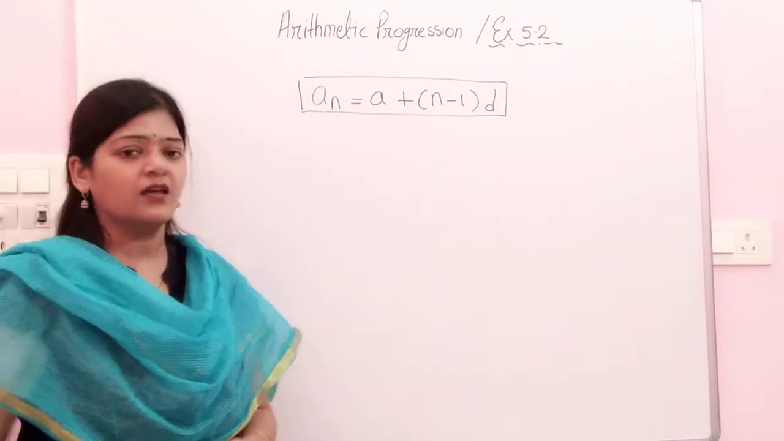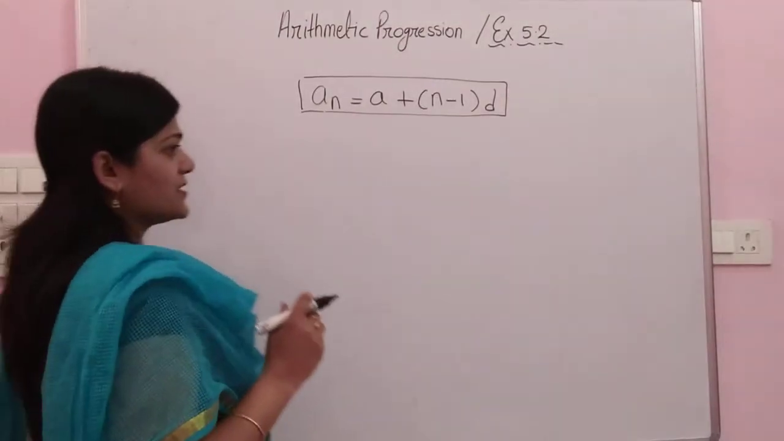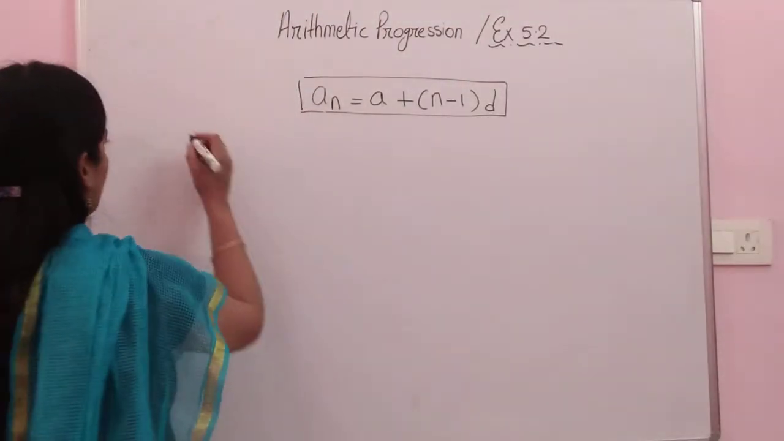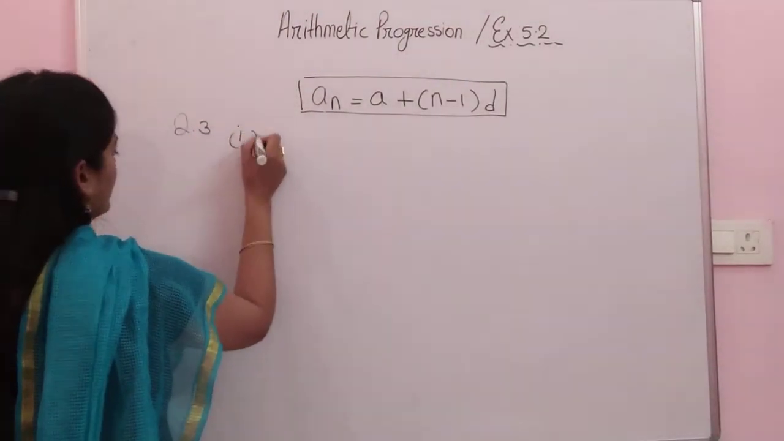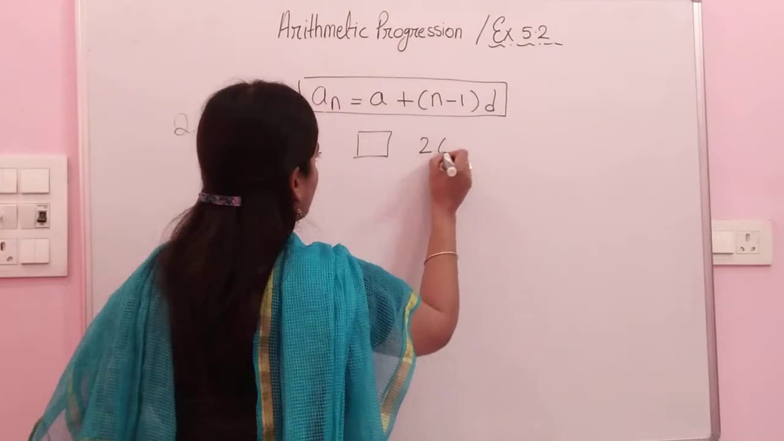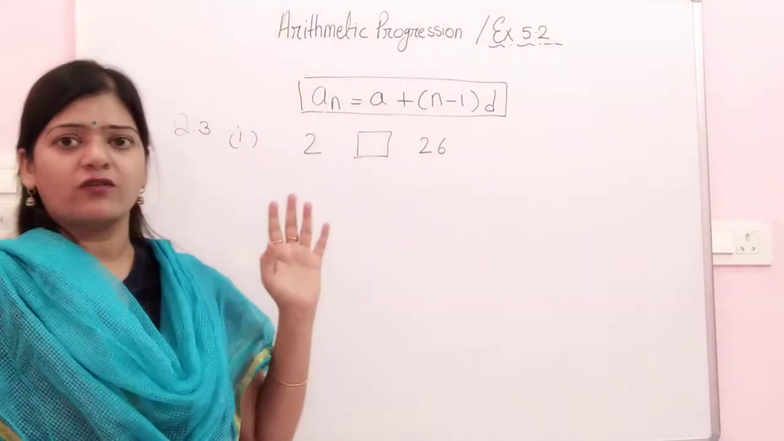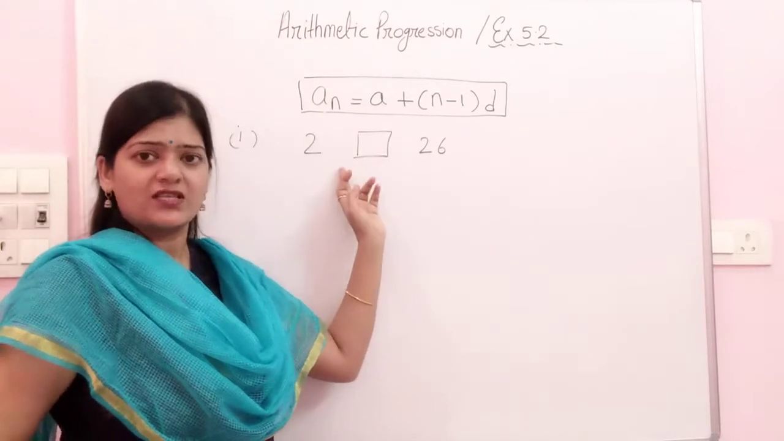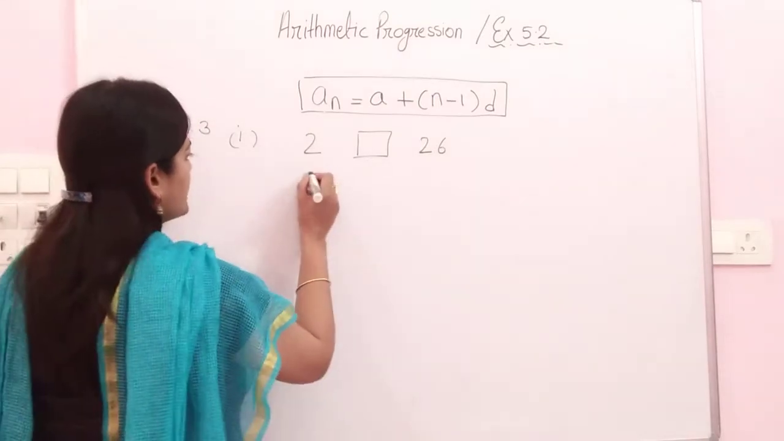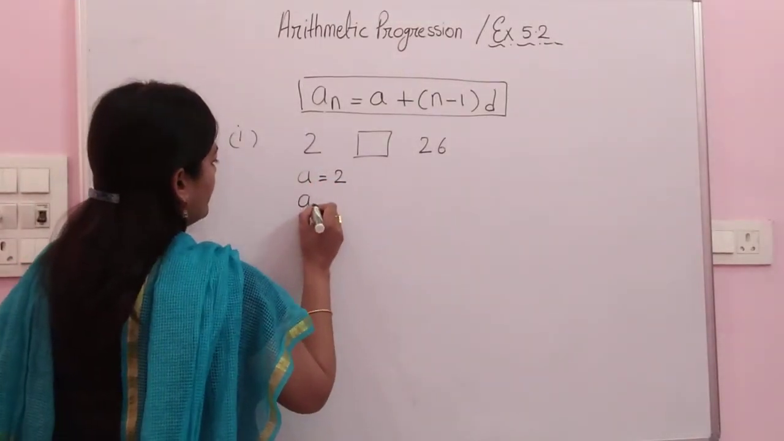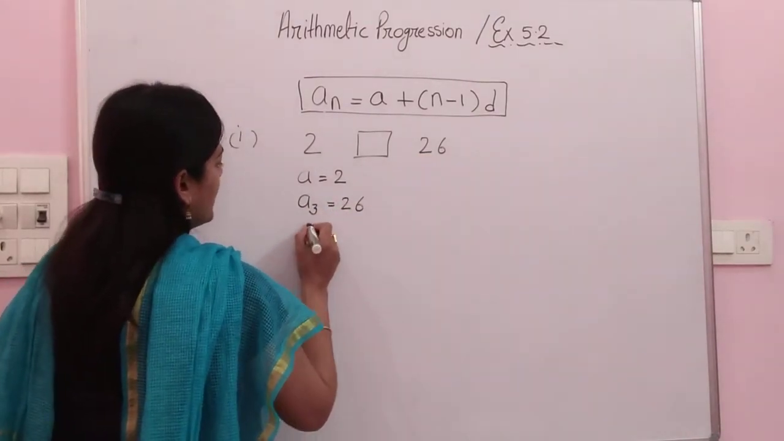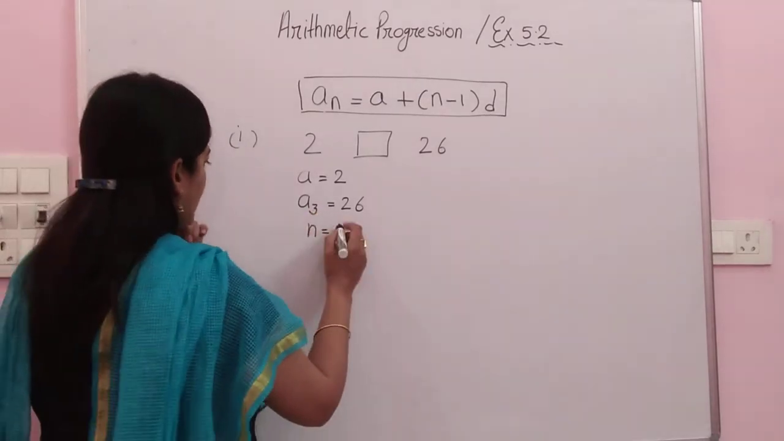In question number 3, a series is given with some missing values. You have to fill those missing positions. Question number 3, part 1: 2, then missing, and then 26. What is given here? This is a sequence in which the first term is given, the third term is also given, but the second term is missing. So A is equal to 2, and A3 is 26, the third term. If we take A3, then N is equal to 3.